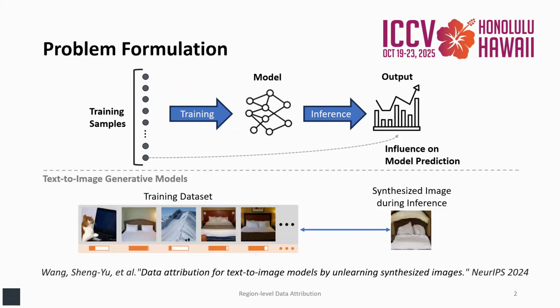First, let me give the definition of data attribution. This is when we try to measure the contribution of a big training sample on the prediction of a model during inference for the text-to-image generative models. A special property is that its prediction is images, so we can visually recognize the contribution of training components on the synthesized image.